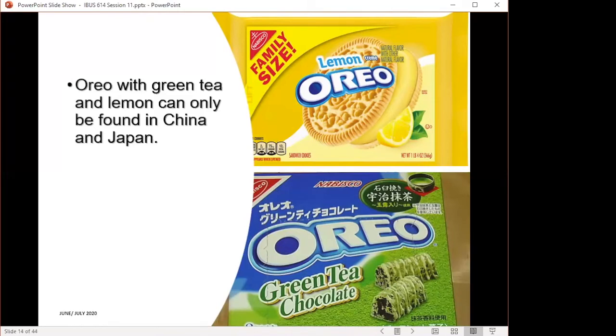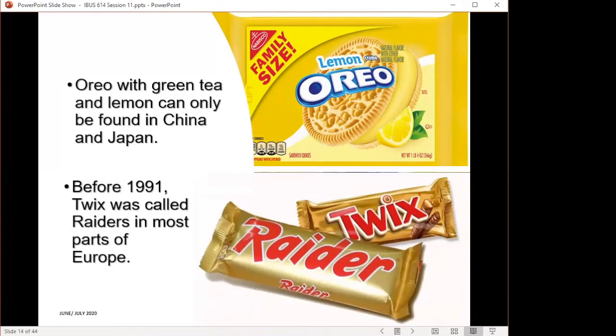Right? In another vein too, we all know Twix, right? Good. In certain parts of Europe, and still currently, Twix is called Raider.